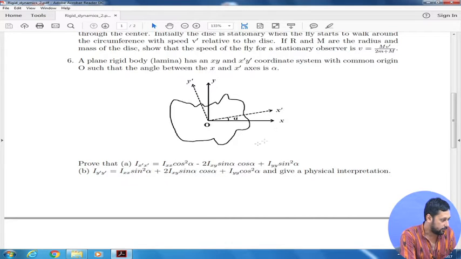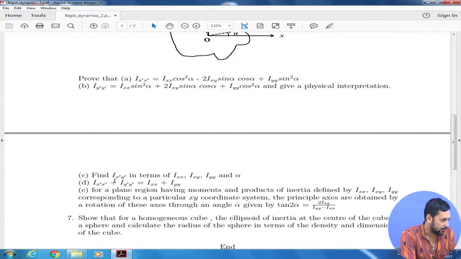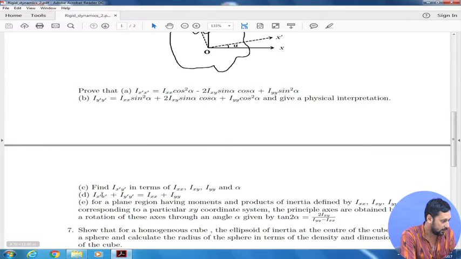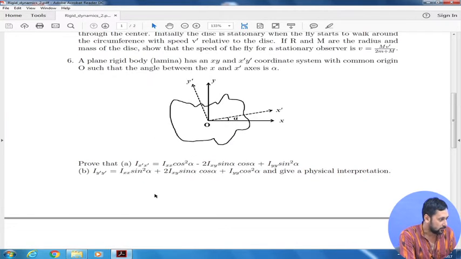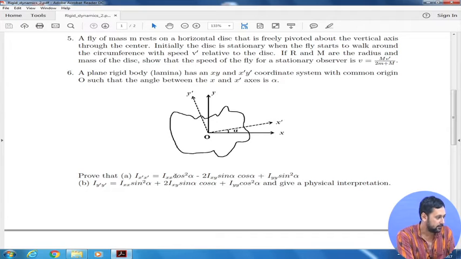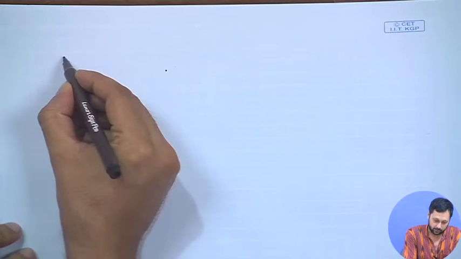We have to prove first that I xx and I yy are given by this expression, and we have to find an expression for I x prime y prime in terms of the known parameters. Okay, so what is given here essentially is, let us assume that we know I xx, I yy and I xy, right. So if we start writing this situation in terms of tensorial notation and mathematics, what do we get?